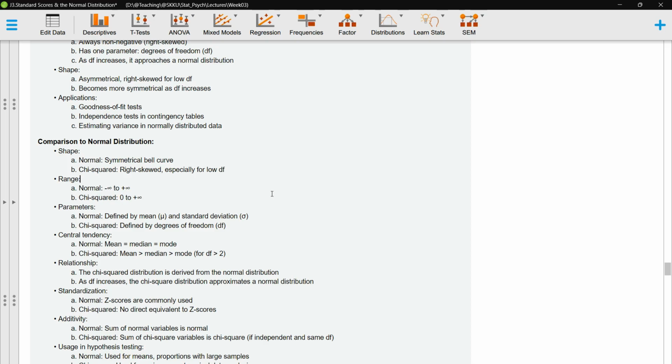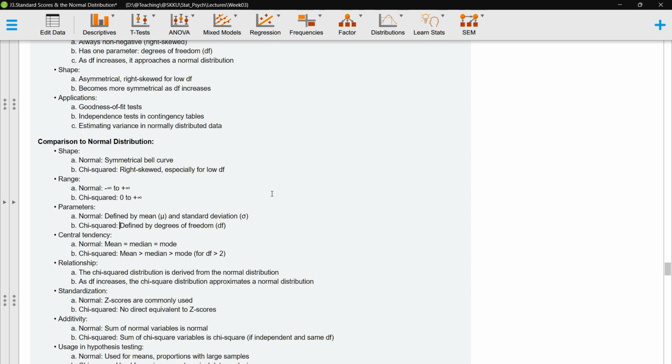And the range of the normal distribution is minus infinity to plus infinity. But the chi-square has the limit of 0, so it always has non-negative values. So the range is 0 to plus infinity. The parameters of the normal distribution are the mean and the standard deviation, and they determine the characteristics of the normal distribution. But the chi-square distribution is defined by the degrees of freedom, so it is a single parameter distribution.